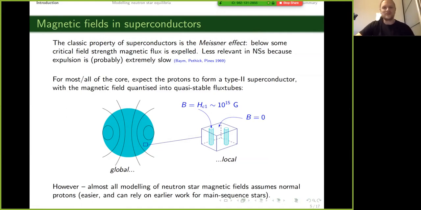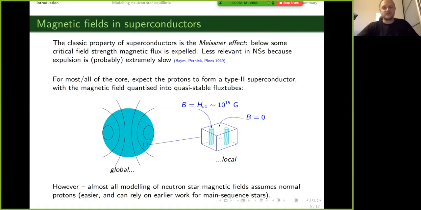So the first thing one thinks of when one thinks of a superconductor is the Meissner effect. Below some critical field strength, magnetic flux is expelled from the superconducting region to the boundaries. This is still a contentious point, but it's believed that's less relevant in neutron stars, because anything that allows that Meissner expulsion to occur is probably so slow that, even below the critical field strength, which is HC1 in this case, the flux is probably quasi-stable.